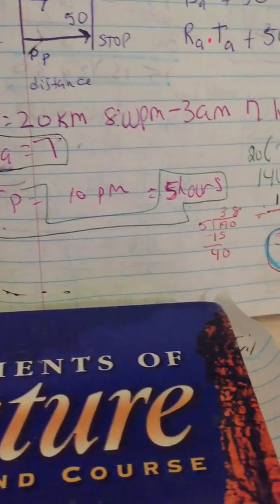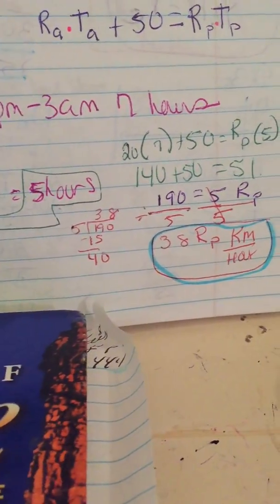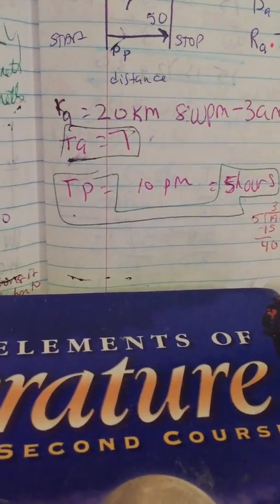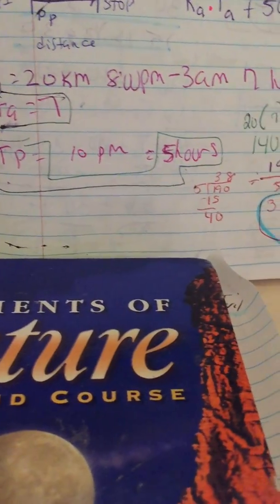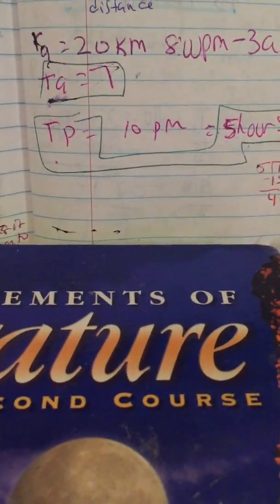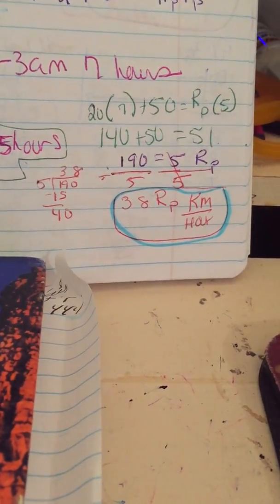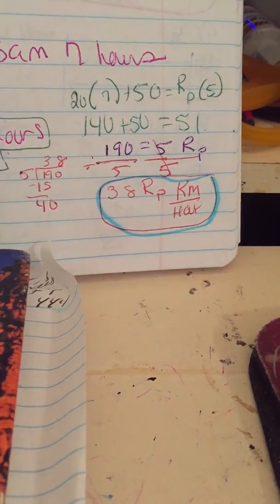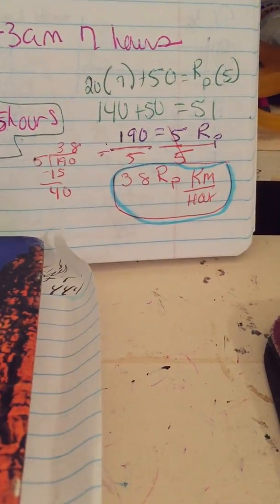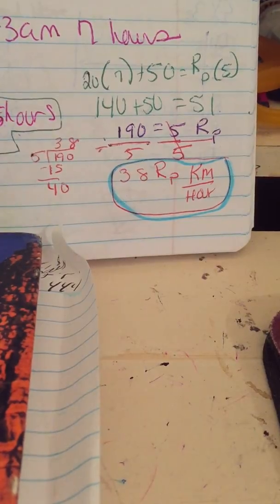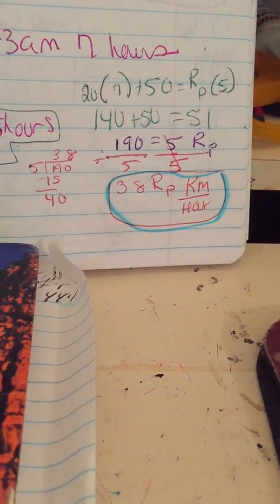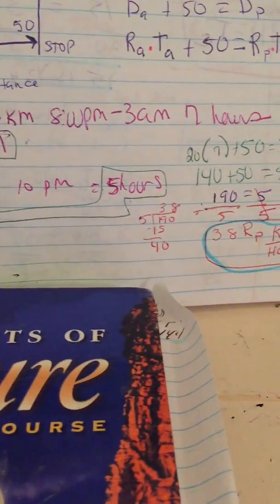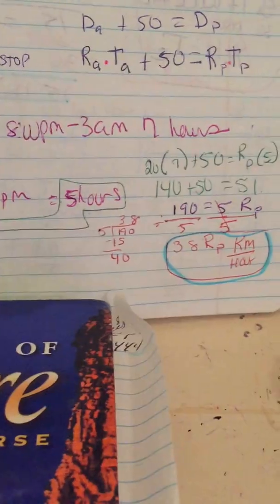So we have 20 kilometers, 8 p.m., 3 a.m. And minus 3 a.m. is going to end up being 7 hours. So t sub P equals 5 hours, and it ended up at 10 p.m. And 20 times 7 plus 50, okay, and then you got 140 plus 50 equals 190. So 38 is rate sub P in kilometers per hour. So their rate is 38, and their time is 5 hours.